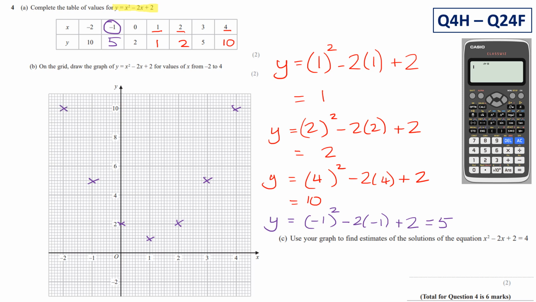Okay, so we should know that quadratic graphs are symmetrical. It should produce a U shape or an N shape if it's negative. I can see my values are symmetrical. I'm happy with this.